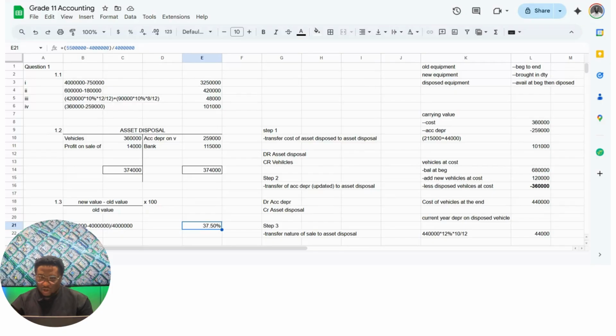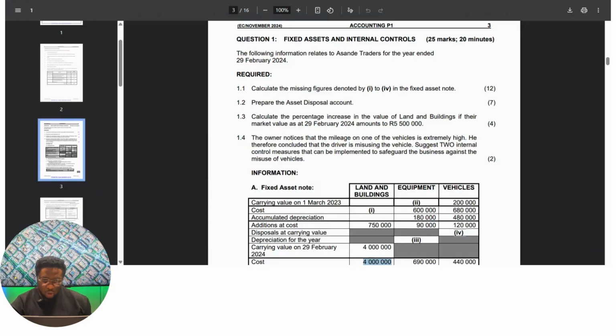So that would be the percentage increase in the value of land and buildings if the land and buildings cost us 4 million, but now have a higher market value. Because remember, with property, in this note here we're recording things at cost. The market value is basically, if we were to sell this land and buildings, how much would we need to sell it for? So that is what a market value is. All right, so that answers our question.